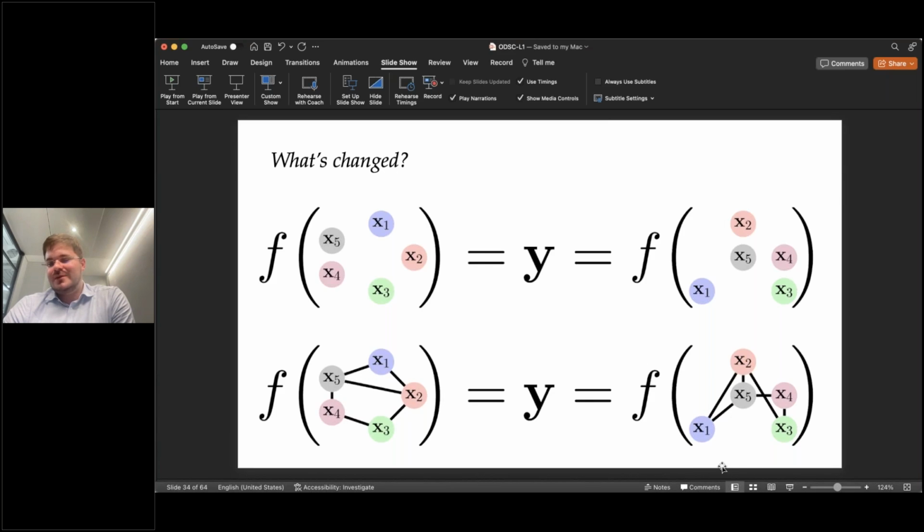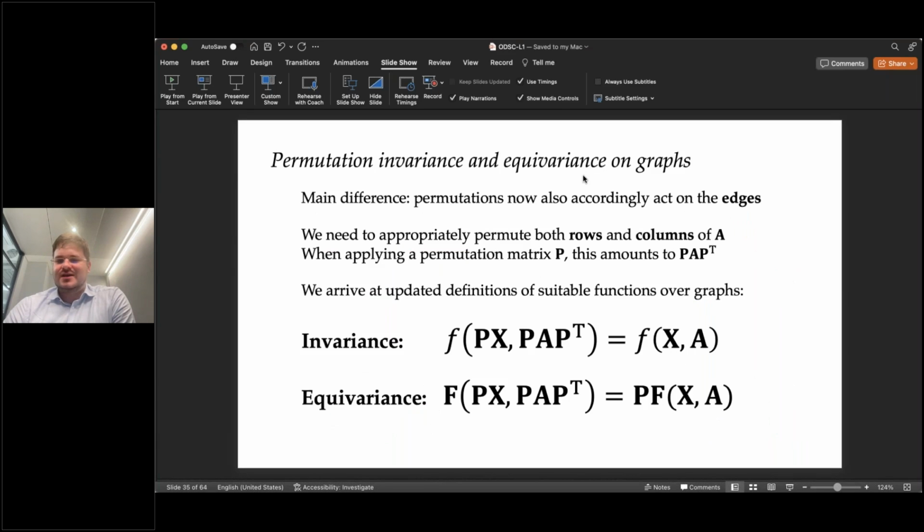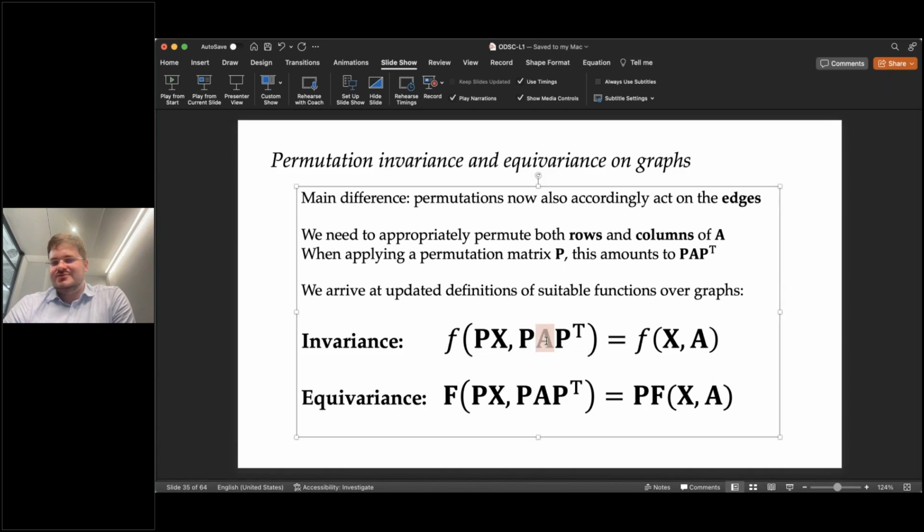And whenever I permute my nodes, I need to accordingly permute my edges. And that's what I said when I meant it'll be very easy to make the jump from sets to graphs. Really, the invariance and equivariance constraints are the same. The main difference is that now the adjacency matrix is also part of the function, and we need to be careful that whenever we permute the nodes, we also accordingly permute the rows and the columns of the adjacency matrix.